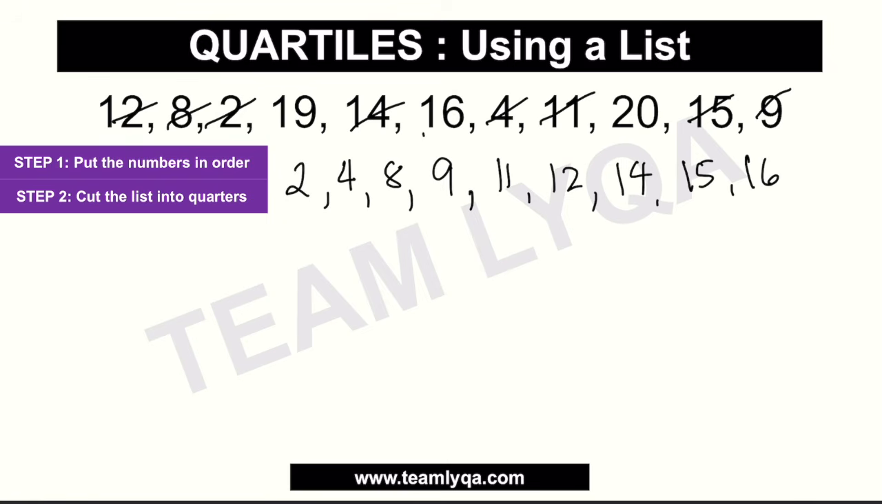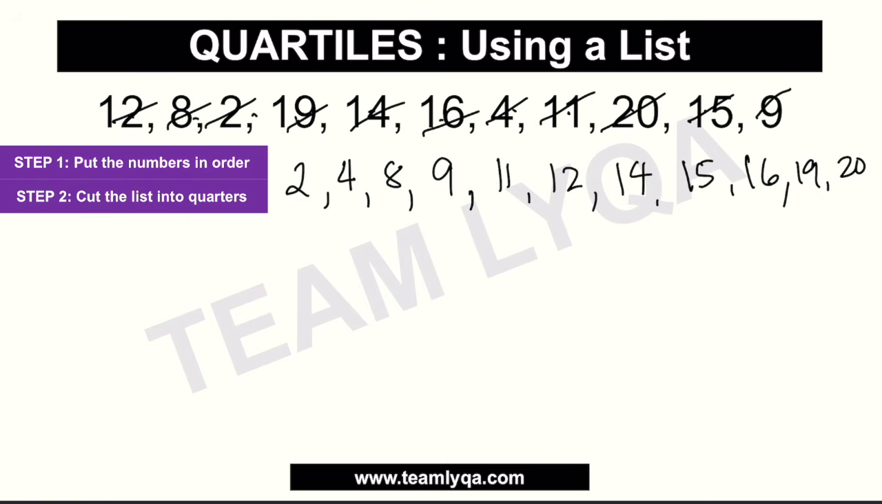16. 19. And the last is 20. Now, just to make sure, let's count: you have 1, 2, 3, 4, 5, 6, 7, 8, 9, 10, 11. Here also, 1, 2, 3, 4, 5, 6, 7, 8, 9, 10, 11. So, that means 11 ang numbers na meron tayo sa listahan ng data na ito.